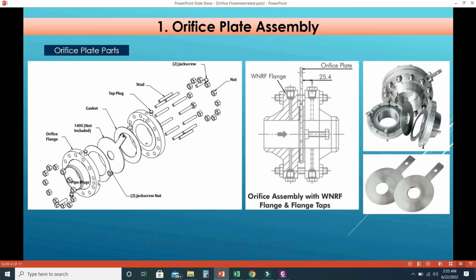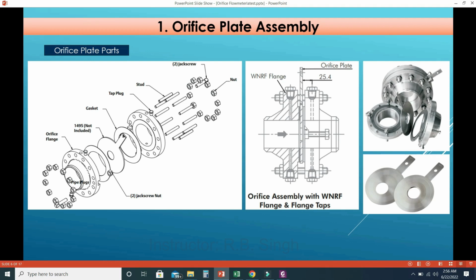Whenever we purchase, we require to purchase this complete assembly. Sometimes these flanges and assemblies like nut, bolt, stud are in piping scope, but normally we consider these in instrumentation scope. So we have to purchase all this in one requisition.